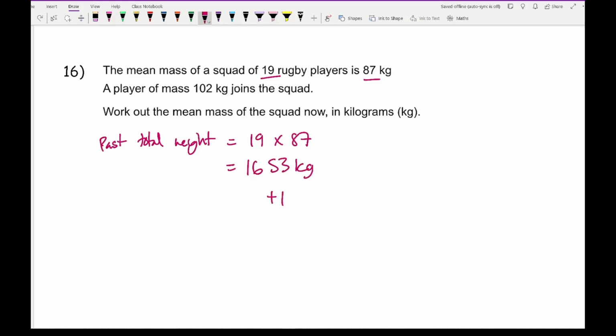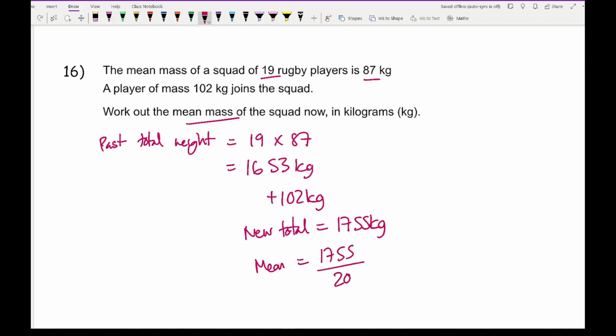I then add 102 kilograms to that, which gives me a new total of 1755 kilograms. Now I want to work out the mean mass, so the mean with this new person is going to be 1755 divided by 20, which is 87.75 kilograms.